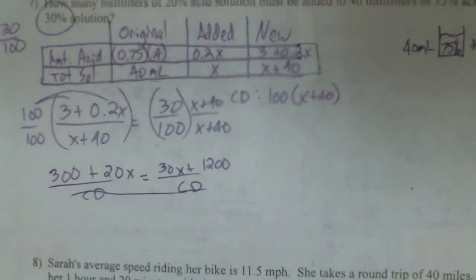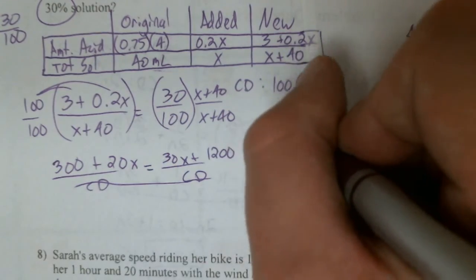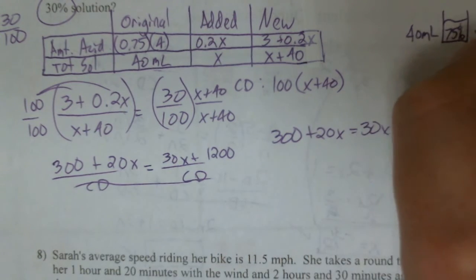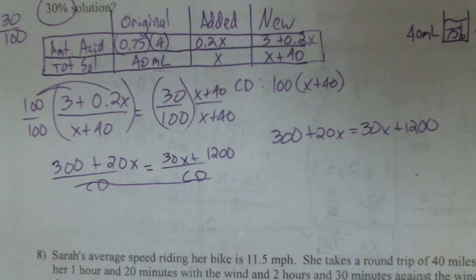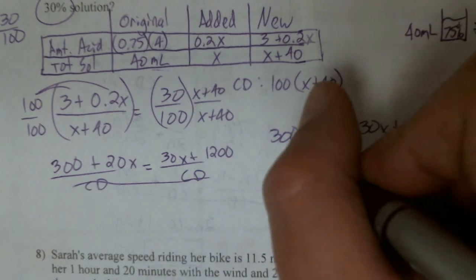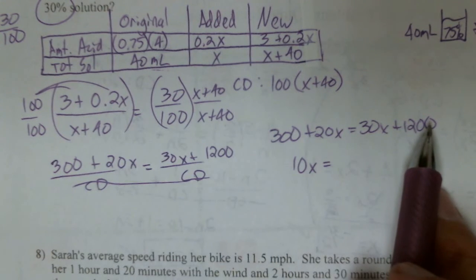Get my camera back in focus here. There we go. Okay, so I have 300 plus 20x equals 30x plus 1200. Okay, I want to keep a positive variable, so let's subtract 20x from both sides. So I have 10x. Let's make sure I do this correctly.